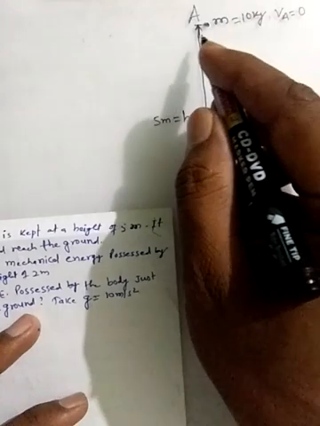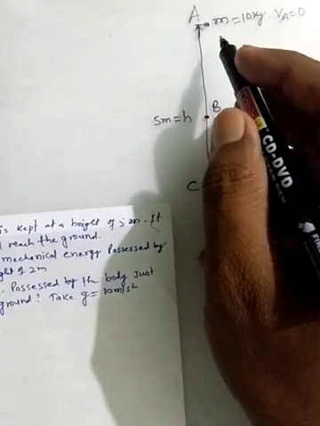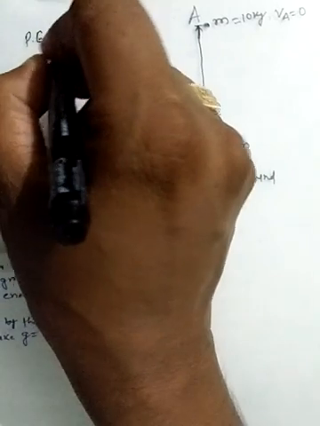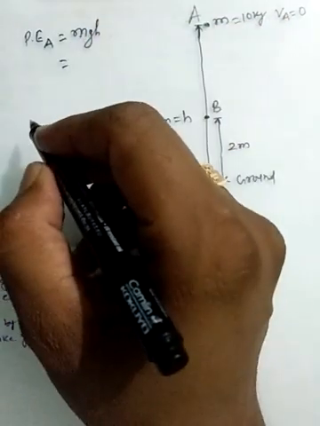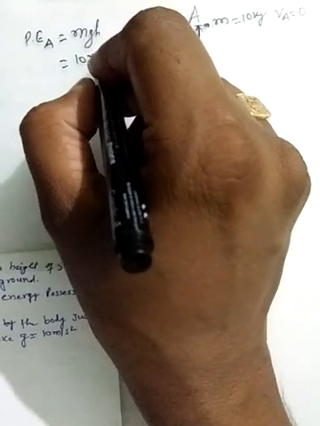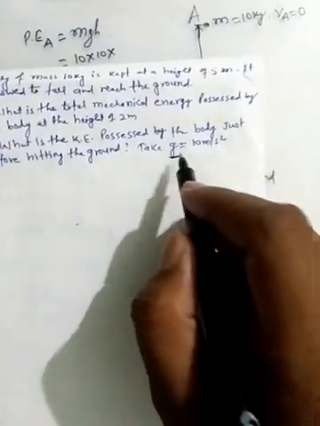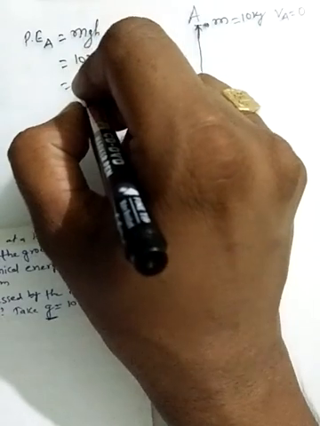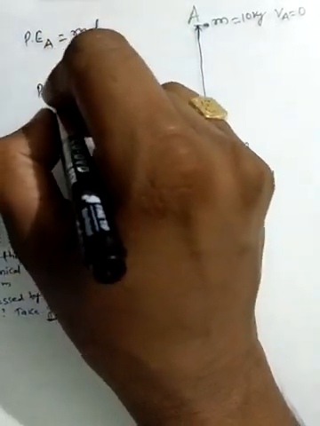Then at point A, the total mechanical energy of this object is its potential energy, and the potential energy of the object at point A, as from the formula of potential energy we know, will be equal to mgh. Here m is given 10 kg, g is given 10 meter per second square, and h is 5. This will be equal to 500 joule, the potential energy at point A.